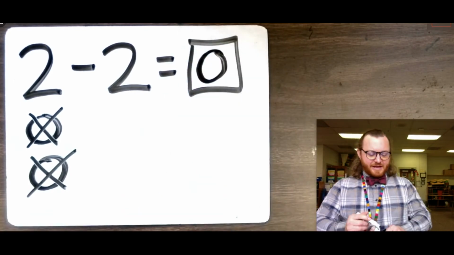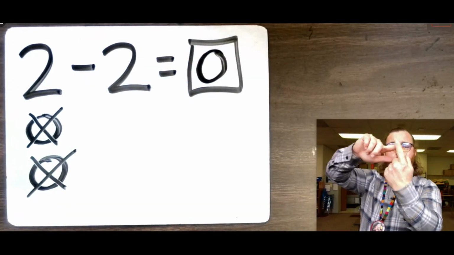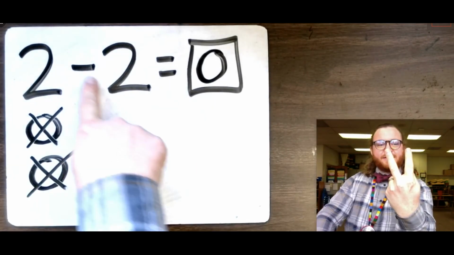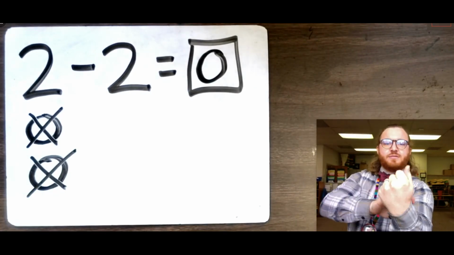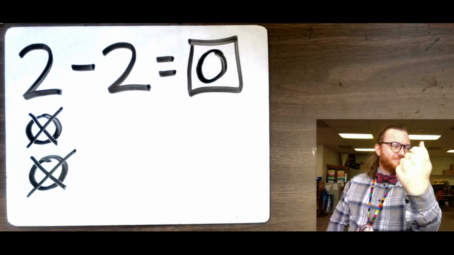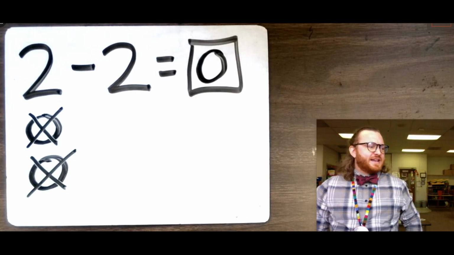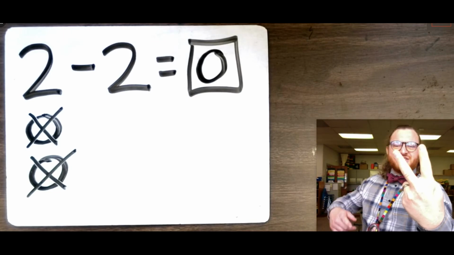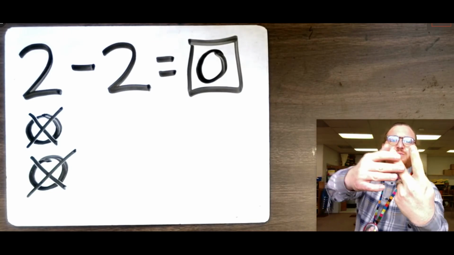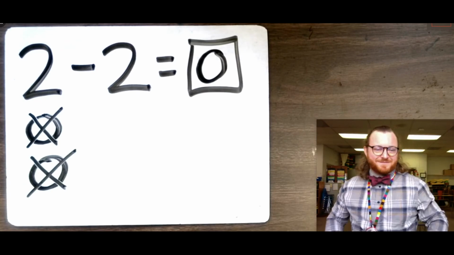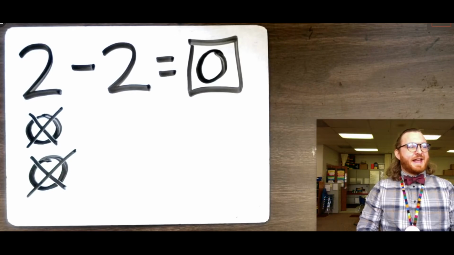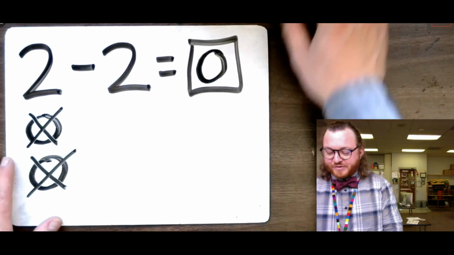0 means nothing. So if I had 1, 2 bubbles to start with, and then I took away 2, 1, 2, I have 0. That means if I gave Sochi $2 and then she gave me back $2, she has no money. So sad. Good. That was awesome. Okay, let's erase our board and do another one.